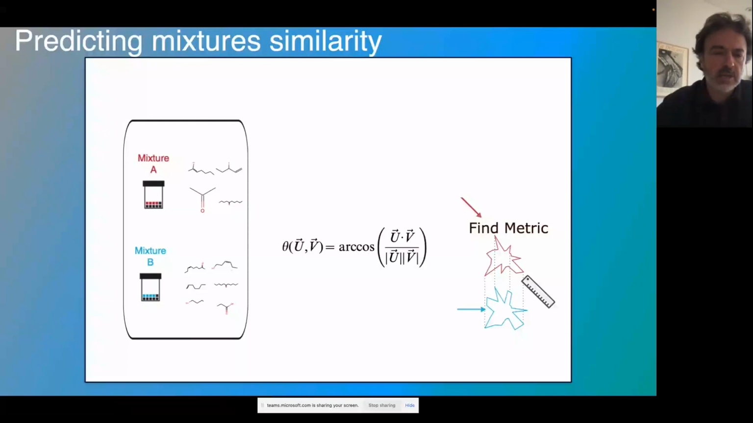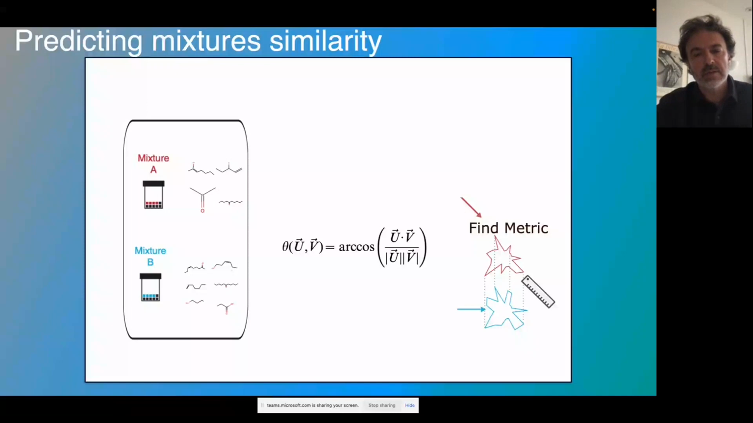And this is actually something that was tried before by the Sobel group, by Snitz. What they did is they said, well, a mixture is just a set of molecules, and these molecules have descriptors. So let's aggregate all of these descriptors into a single vector and then measure an angle between the vectors. And let's select the top descriptors that give you an angle that correlates with the metric, right? And this is what they did, and they had relatively good results.